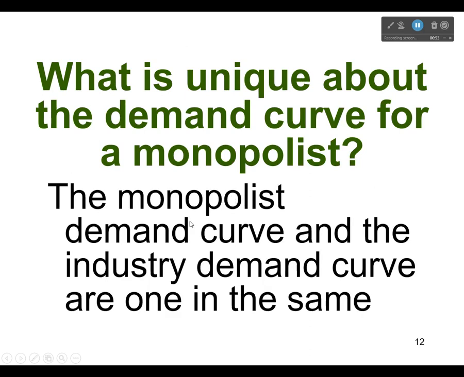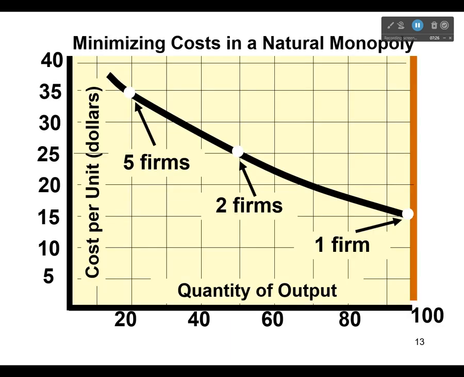Now, the monopolist demand curve is the same thing as the industry or market demand curve. They are one and the same. So if we go back to perfect competition, we have two graphs, the market and then each individual firm. For a monopolist, they are the market. They are the industry. Therefore, the market demand curve, say for electricity in Etowah County, is the demand curve for a monopolist. And that demand curve is downward sloping and to the right.